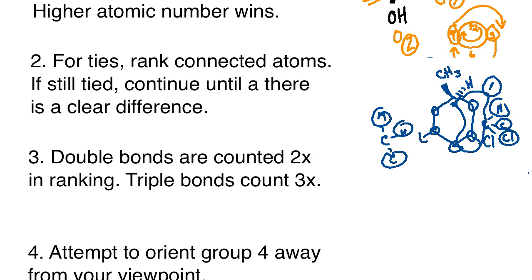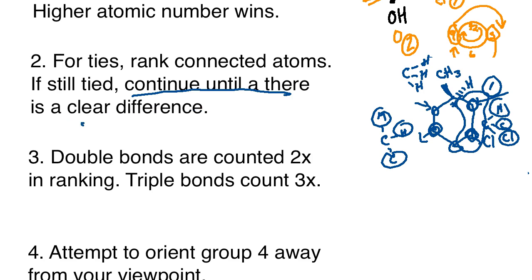Now, why is the methyl not number 1? Because this is C, H, right? So there's 3 H's there, whereas these CH2s, and I know it's getting crowded here, but these CH2s are attached to another carbon instead of just an H. Okay? So it can get a little more complex when you have ring systems like this, and this is important because it says continue until there is a clear difference.